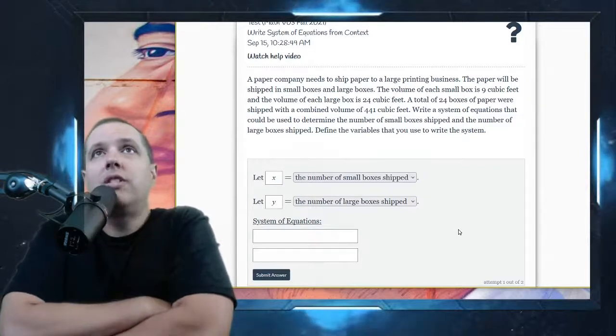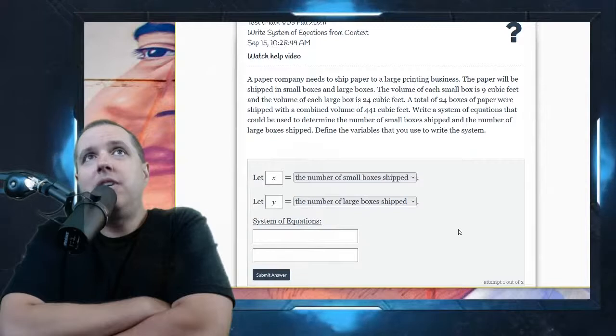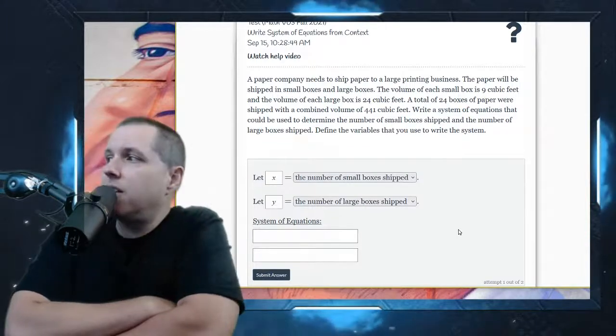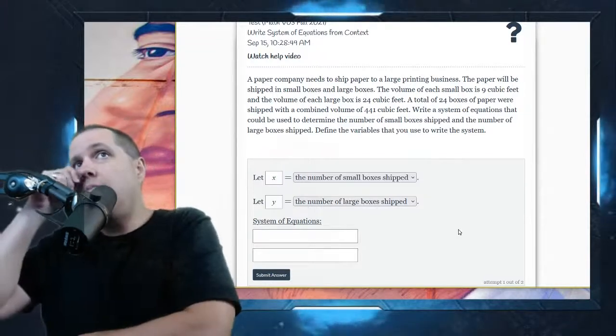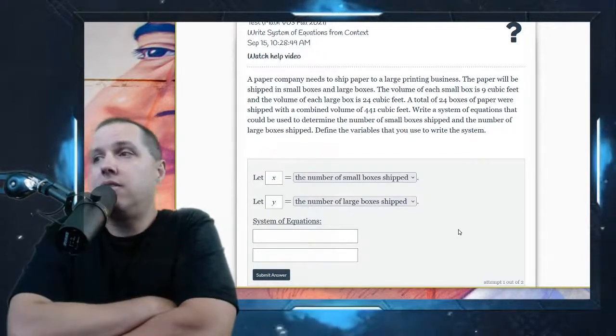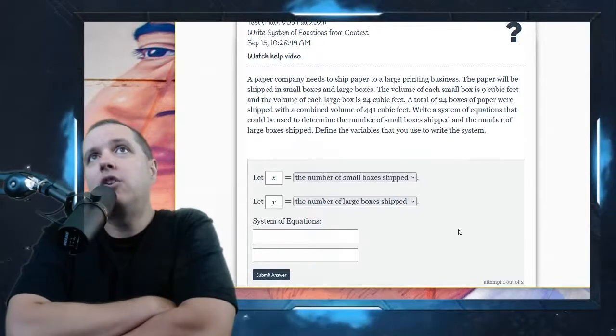So let's see. What's the information we haven't used? The volume of each small box is 9 cubic feet. And the volume of each large box is 24 cubic feet. A total of 24 boxes of paper were shipped. Okay, just think about that information right there. A total of 24 boxes of paper were shipped. Can we form an equation from the information that a total of 24 boxes of paper were shipped?